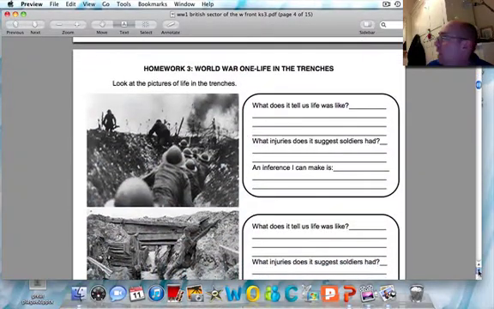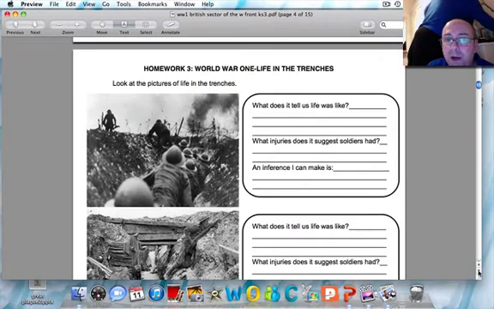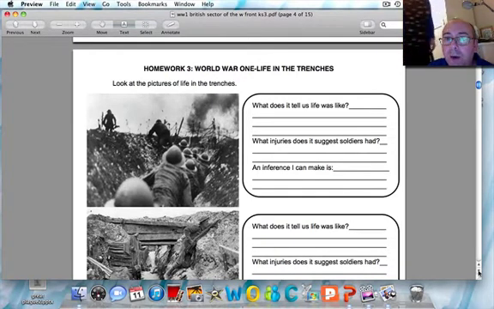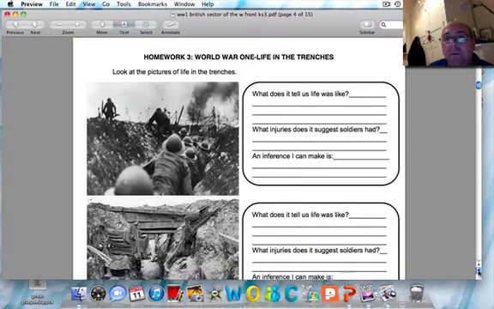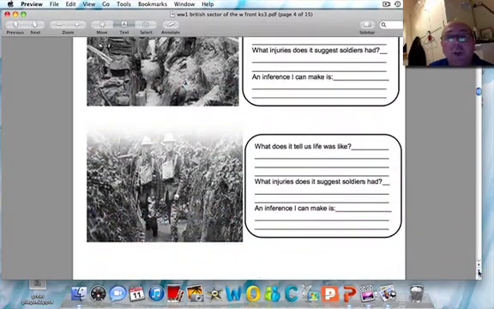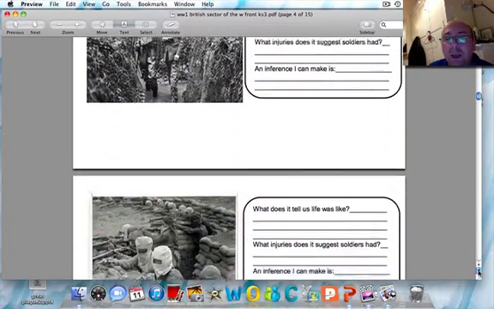Homework 3 is life in the trenches. On this particular task, what we want you to do is look at the various pictures, and then make inferences about the conditions in the trenches. So for example, here on the left, what does it tell us about what life was like? What injuries does it suggest that soldiers had? An inference I can make is... And then you work your way down through those particular tasks.